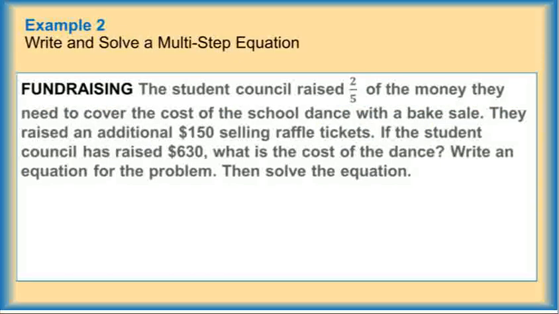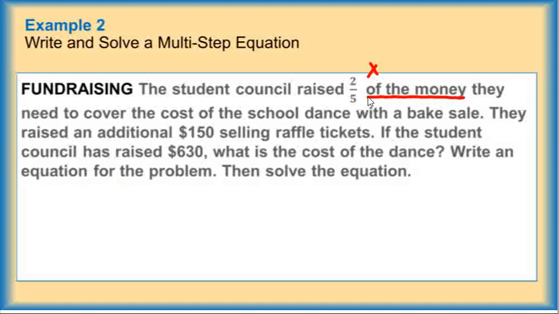Example 2, write and solve a multi-step equation. So here we're going to write an equation, and then we can solve the equation that we just wrote. So the first question, the student council raised 2/5 of the money they need to cover the cost of the school dance with a bake sale. Just a reminder, when it says of the money, a fraction of or part of, that tells us we are going to be multiplying here.